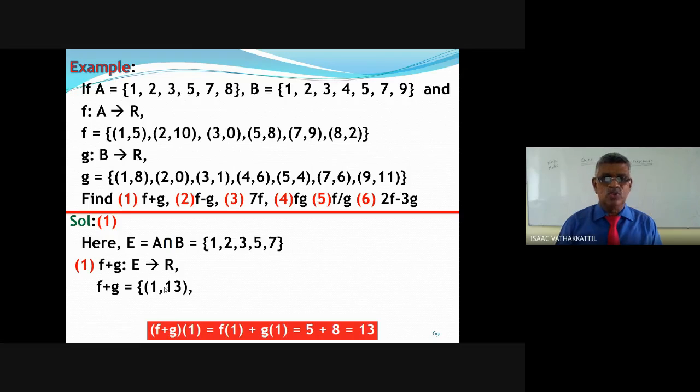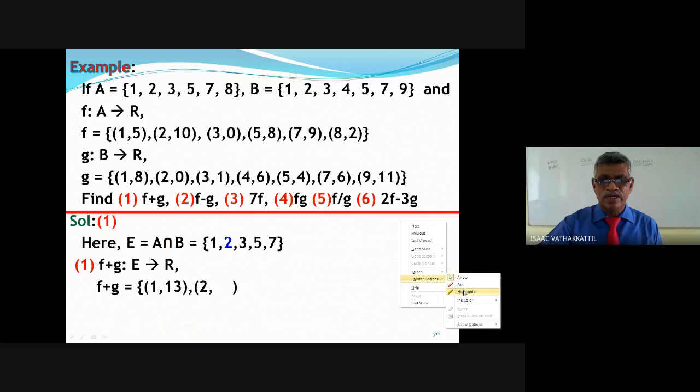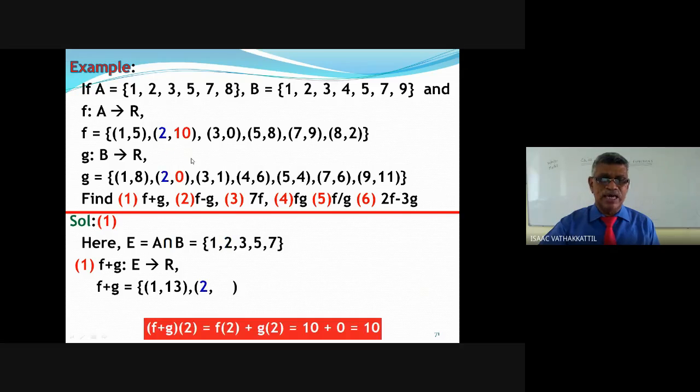Now next is 2. F plus g of 2. You should be able to see. What is f of 2? 10. What is g of 2? 0. So what is f plus g of 2? F of 2 is 10. G of 2 is 0. F plus g of 2 is 10 plus 0, 10. So 2, 10.